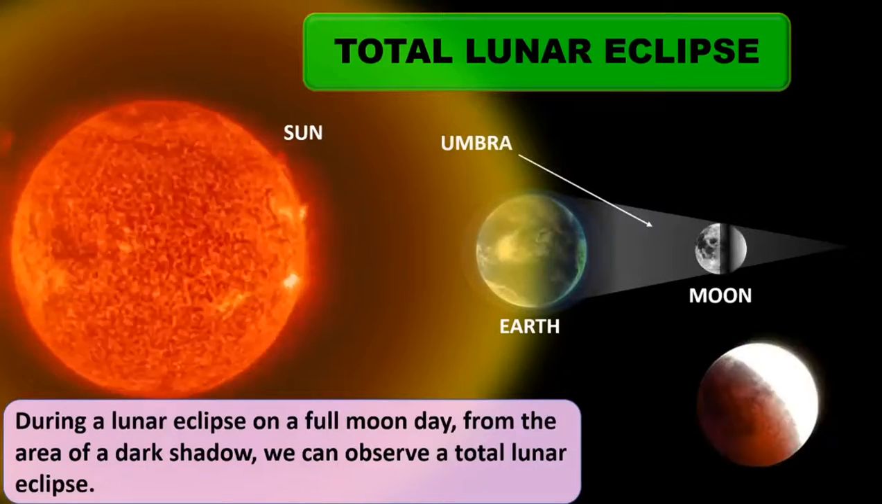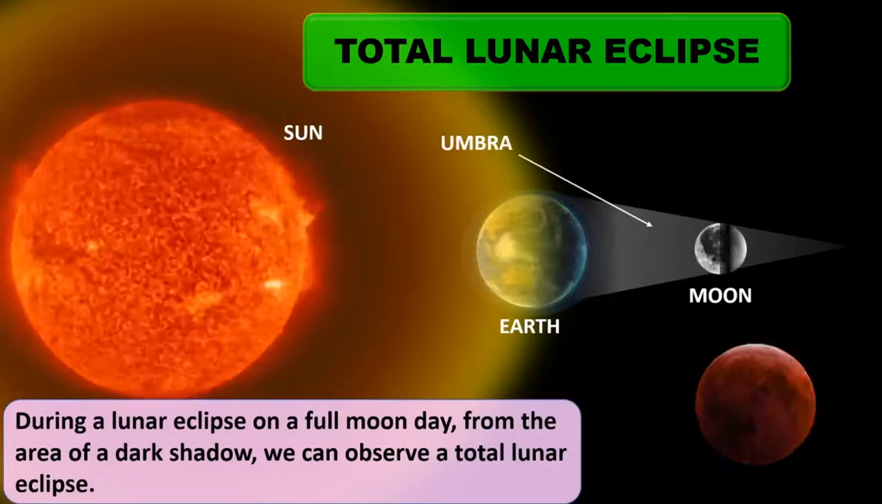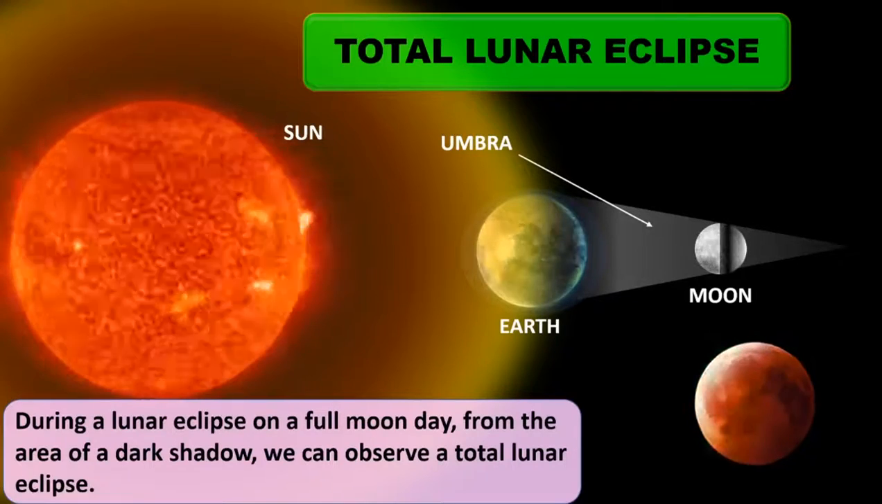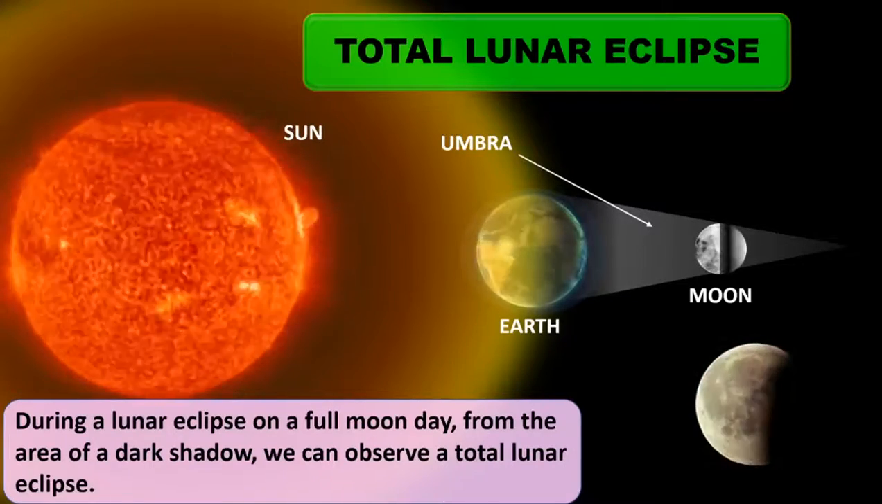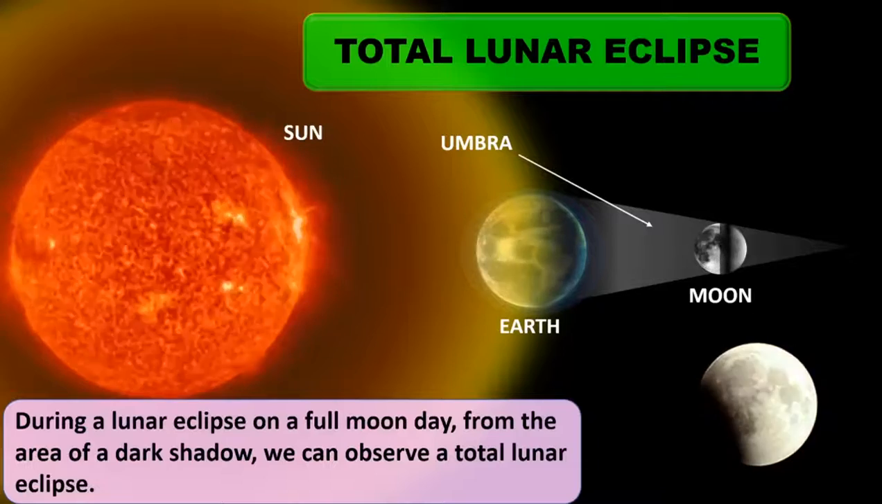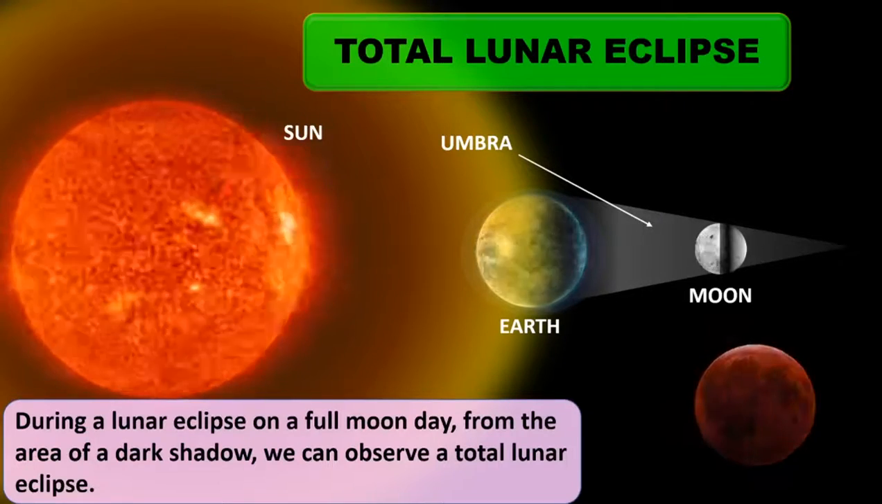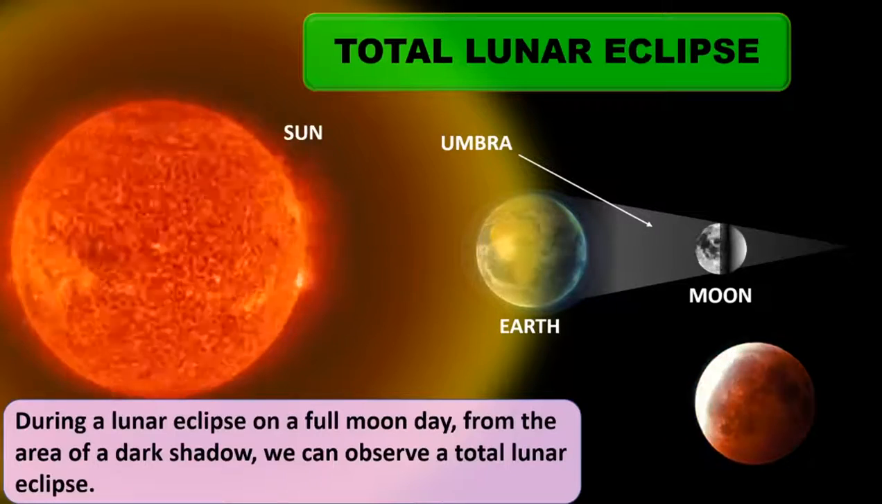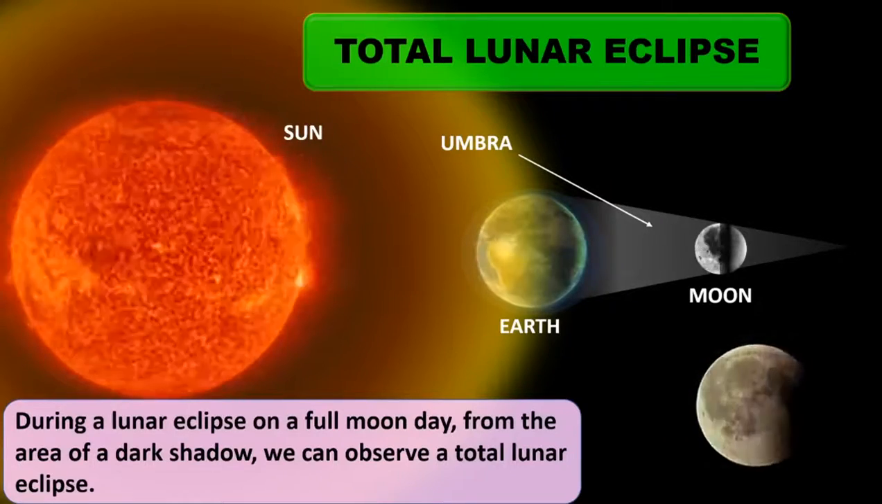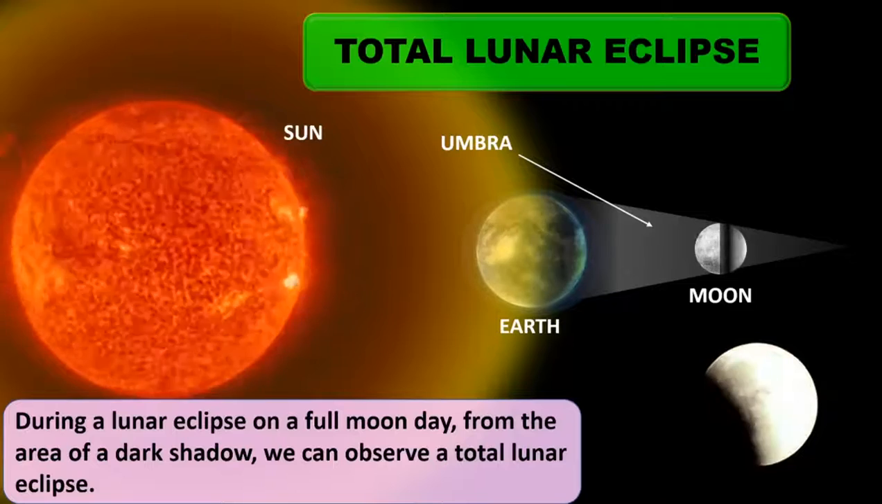Students, observe the given picture. In the picture, you can see that the earth is between the sun and the moon. When the moon passes through the darker part of the shadow of the earth, we can observe a total lunar eclipse from the darker part of the shadow.